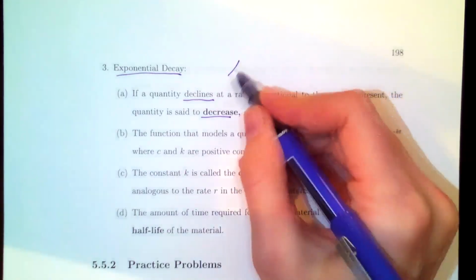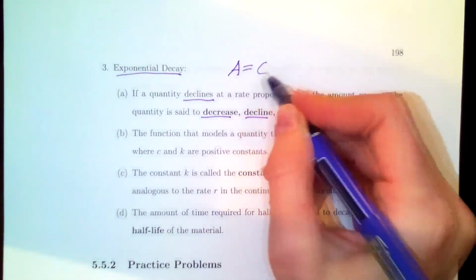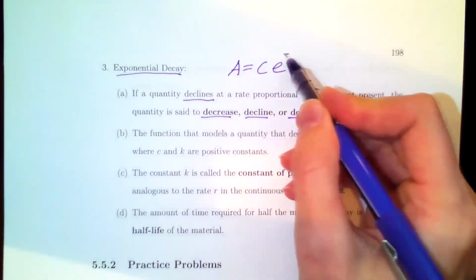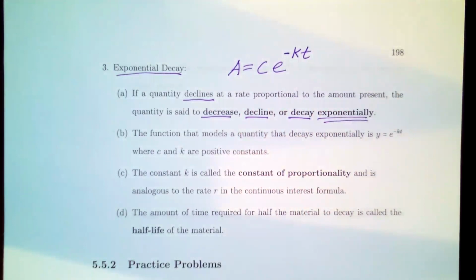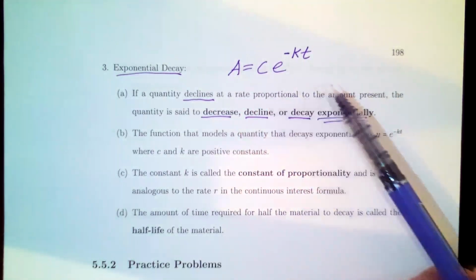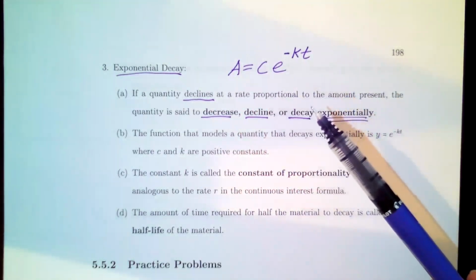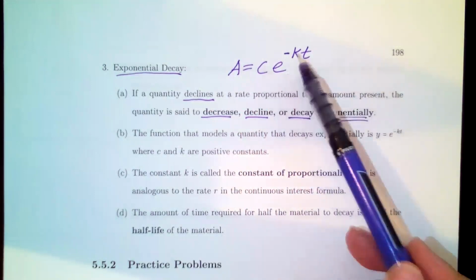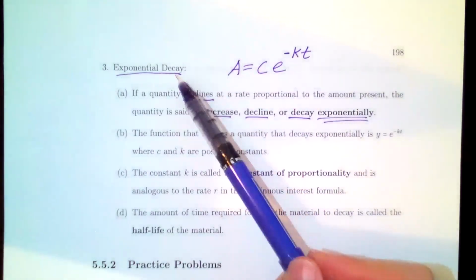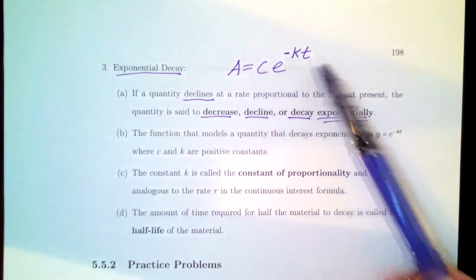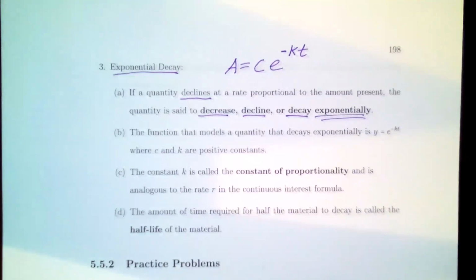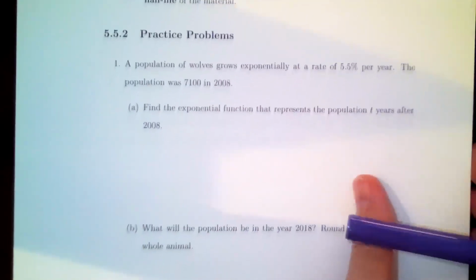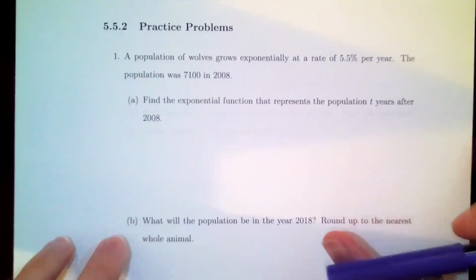And the model then, instead of having A equals C e to the positive KT, it's e to the minus KT. So when we are doing word problems, we have to figure out which model do I need to use. Do I need to use the exponential growth model, which is C e to the positive KT, or do I want to use the decay model, which is C e to the minus KT? Now, the rest of this we'll come back to as we need it. So let's first get started with our practice problems and come back to any terminology that we need a little bit later.